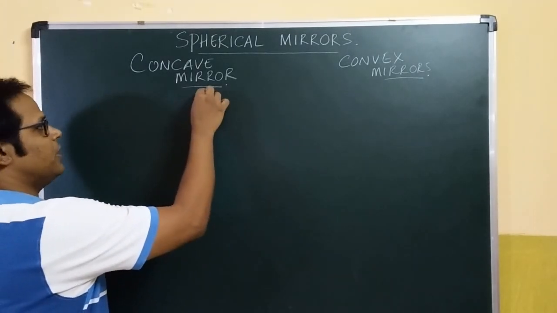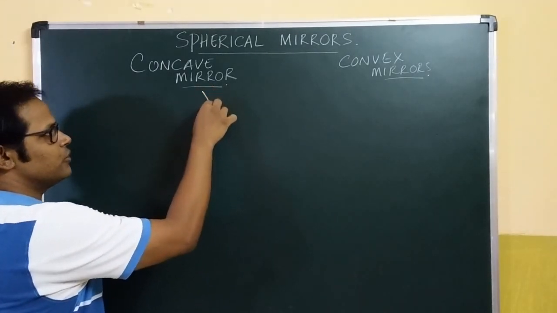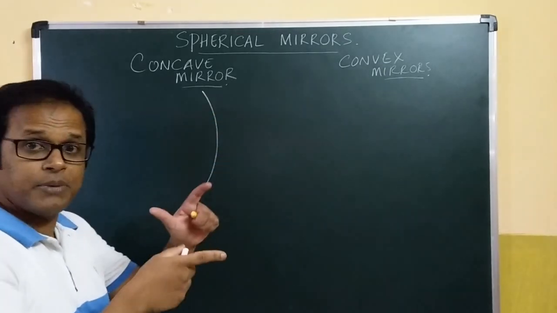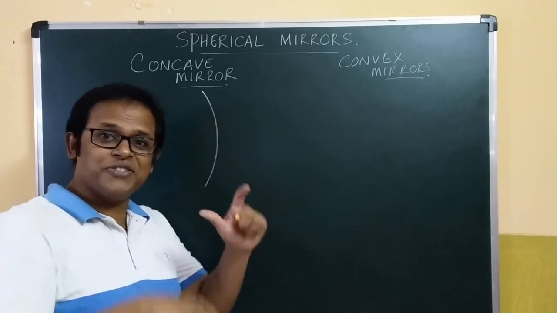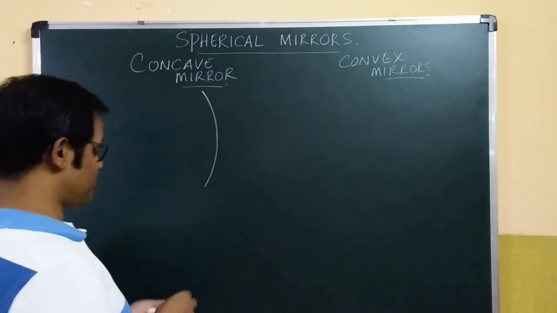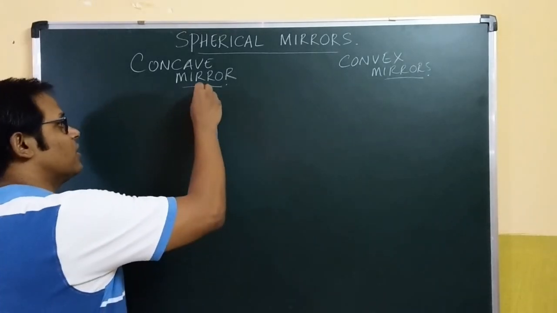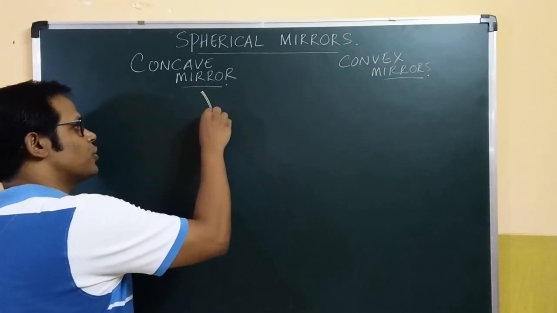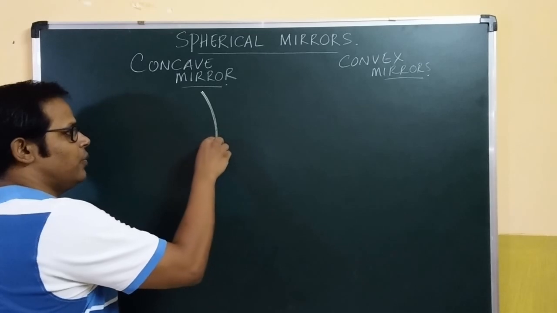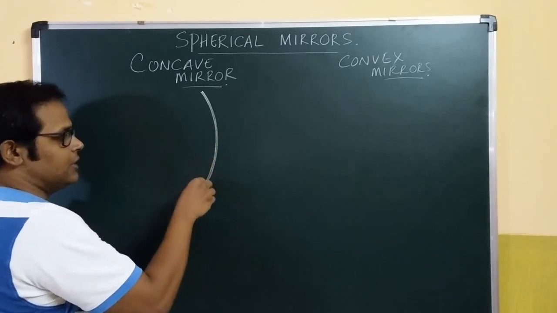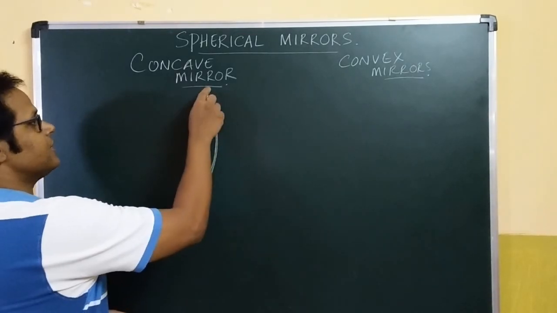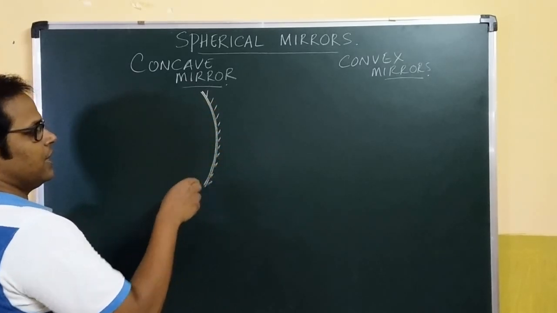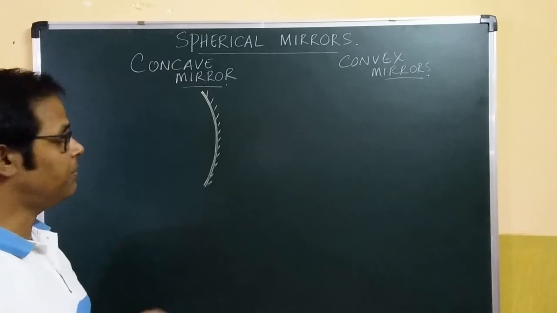This is a concave mirror, a spherical mirror whose reflecting surface is curved inwards. Remember the inner curve of the spoon. The inner curve of the spoon is called the concave surface. So when we draw it on paper, I show you the reflecting surface with this yellow colored mark, and this is the non-reflecting or the polished surface which we have even seen in the case of plane mirrors.